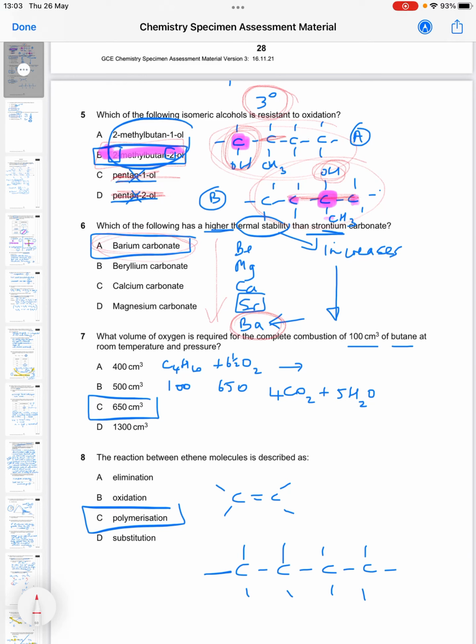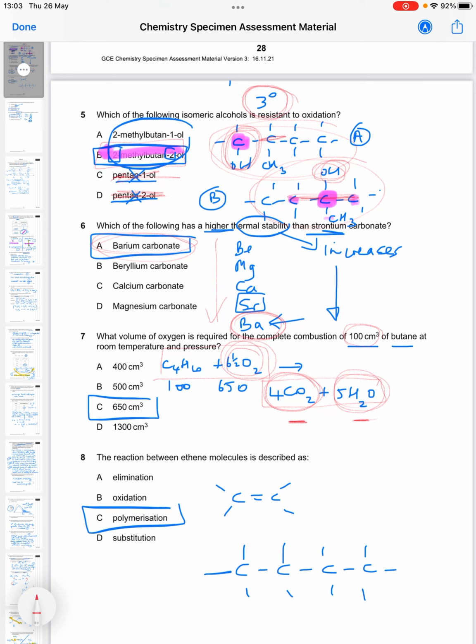In the next question, what volume of oxygen is required for the complete combustion of 100 cubic centimetres of butane at room temperature and pressure? So we start by writing out the balanced equation. So butane is C4H10, which means we have 4 carbon dioxide and 5 water being formed. So the number of oxygens here from the carbon dioxide is 8, and we have another 5 here, so that gives us 13. So it's 6.5 O2.